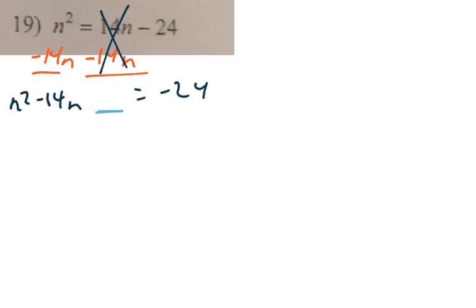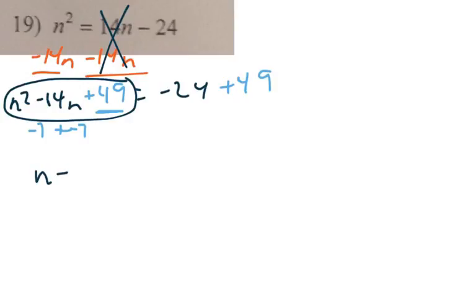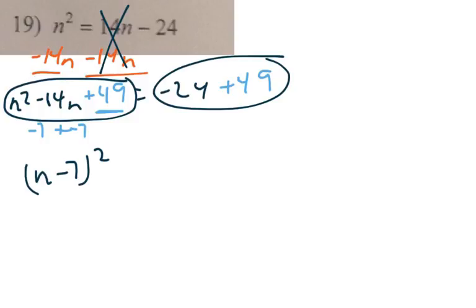Notice I left a spot right here because I know negative 7 plus negative 7 is negative 14, or negative 14 divided by 2 is negative 7. So I'm going to add 7 squared, which is plus 49 here, plus 49 there. Now let's see what our end result is. This, for example, is n minus 7 squared, isn't it? Remember, we added the 49 to make it a perfect square on the left side of our equals. This over here, of course, is 25.